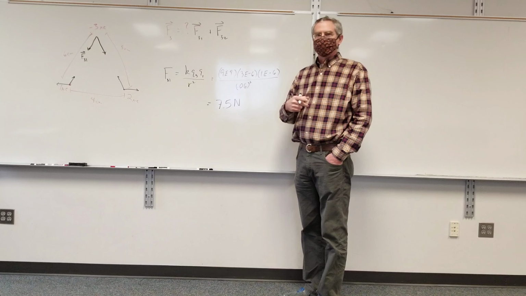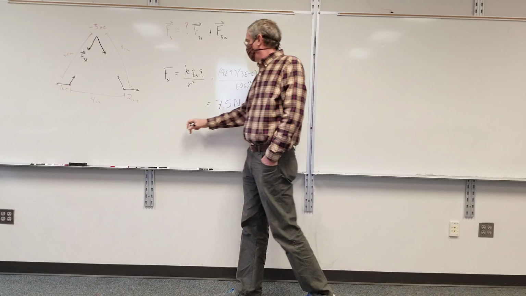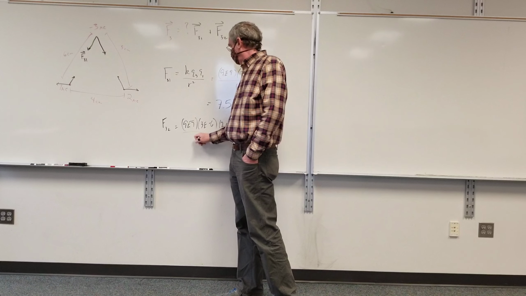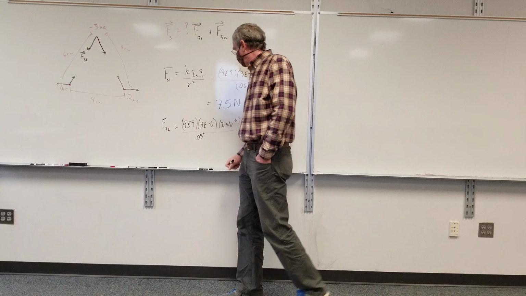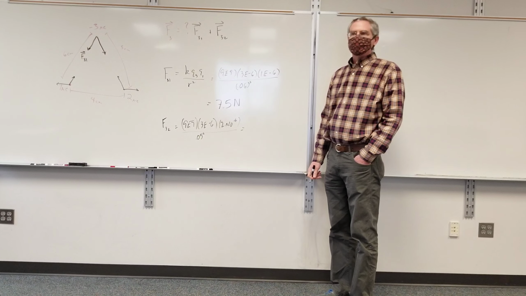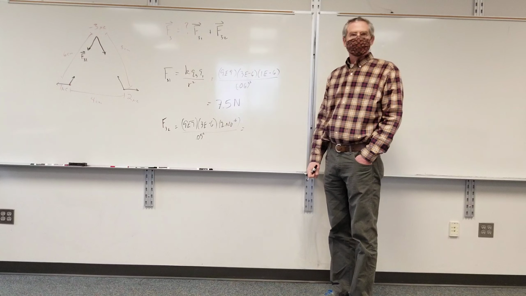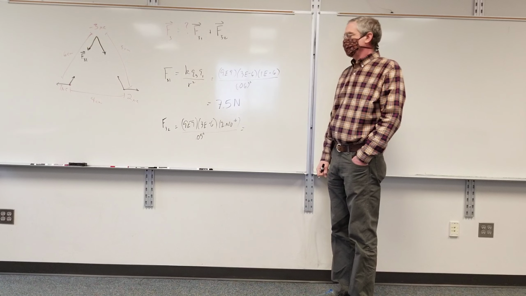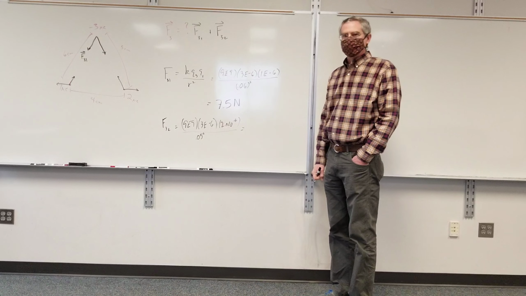Waiting for confirmation. All right, so while people are confirming that, the other one, F32: 9 times 10 to the 9th, 3 times 10 to the negative 6th, 2 times 10 to the negative 6th, over 0.05 squared. All right, with big values like that, we didn't have to deal with the times 10 to the.